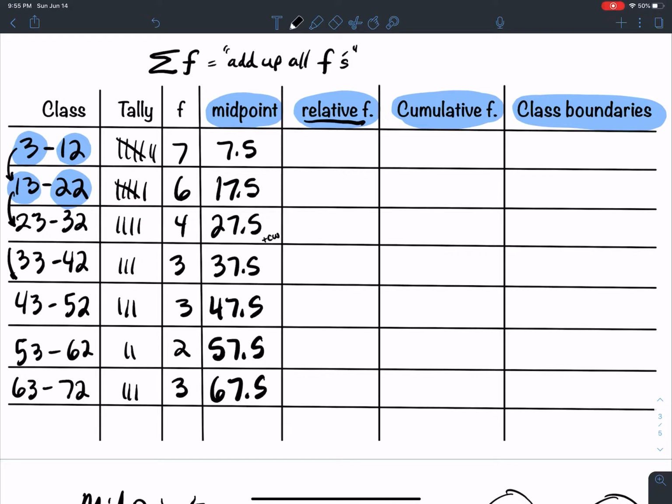So this thing right here is a sigma. It's a Greek letter that stands for sum, okay? It's just a way to write add. So the sum of all the F's equals N, the total, so all the data points added together is N. This letter N, we're going to use for the rest of the course, okay? That represents the sample size, the total of all the frequencies added together. And for this one, it adds up to 28, okay?